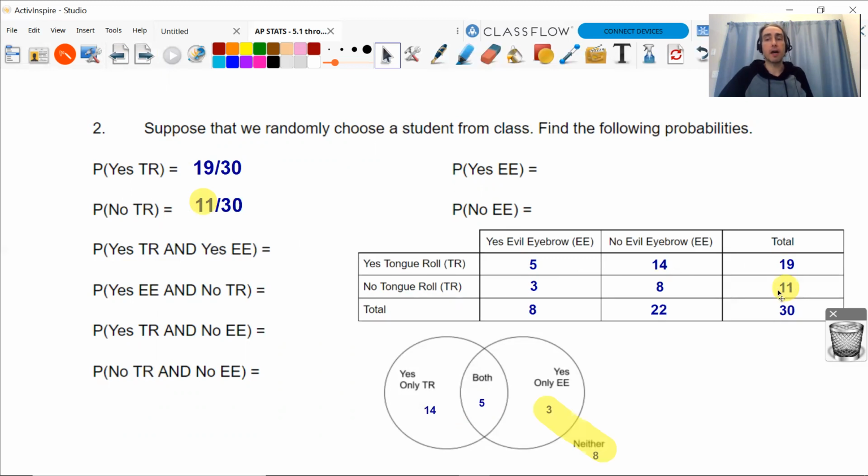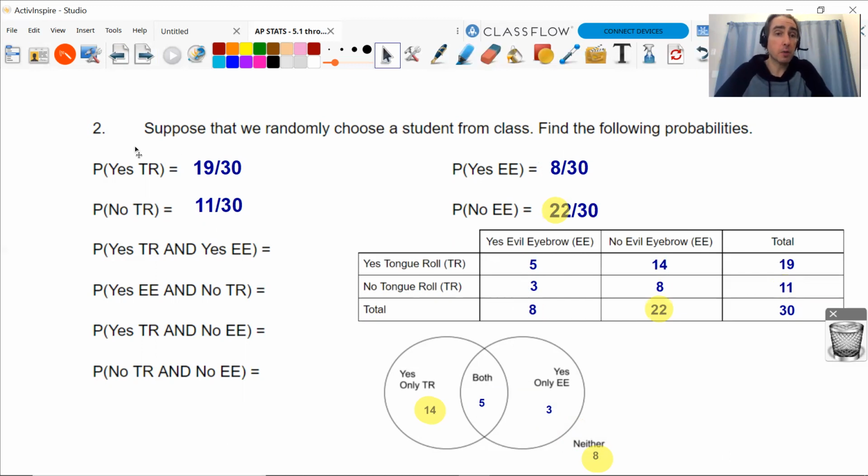There are going to be 11 out of those 30 that can't tongue roll. So 19 can, 11 can't. Together, that gives you a combined 30 out of 30. Same thing with the evil eyebrow. We can look at the 8 that can do the evil eyebrow, including the 3 and 5 here. That means that the remainder is going to be 22. These 14 plus the 8 that can't do either combined are going to give you 22. And again, those are going to give you a whole 30 units.